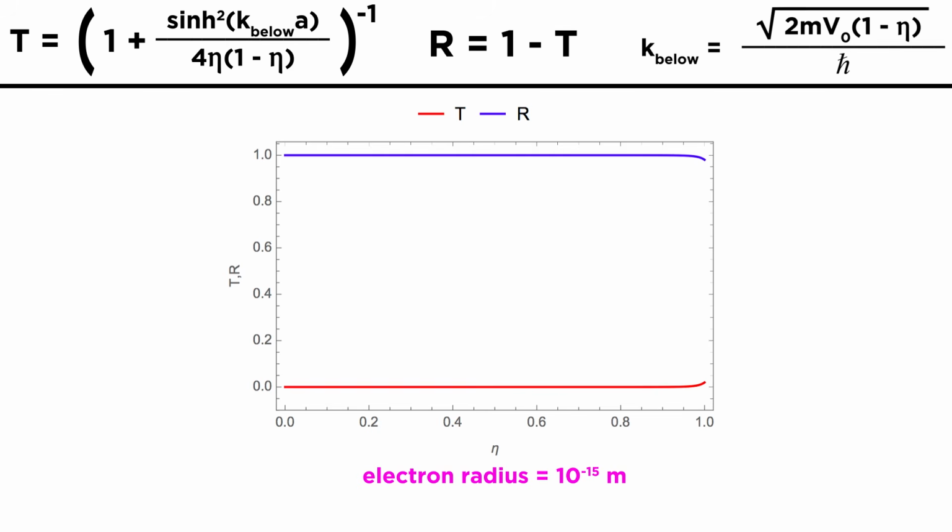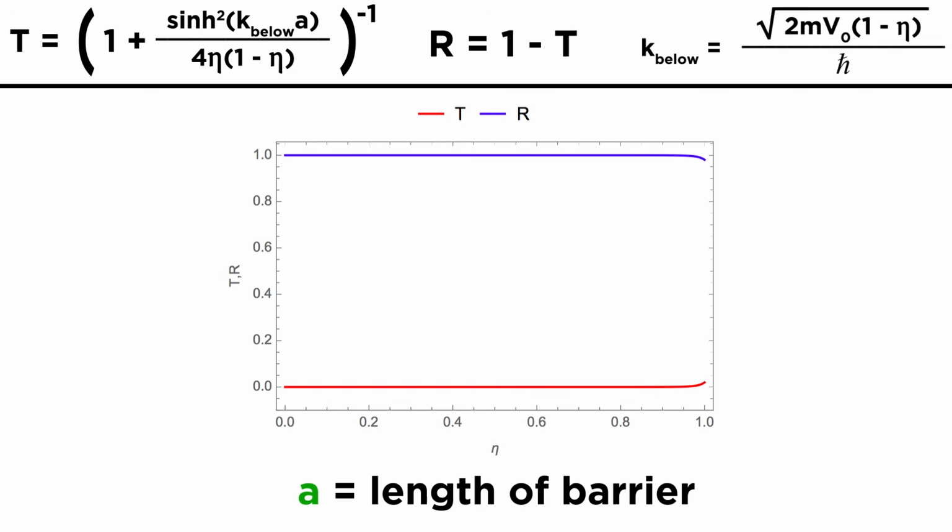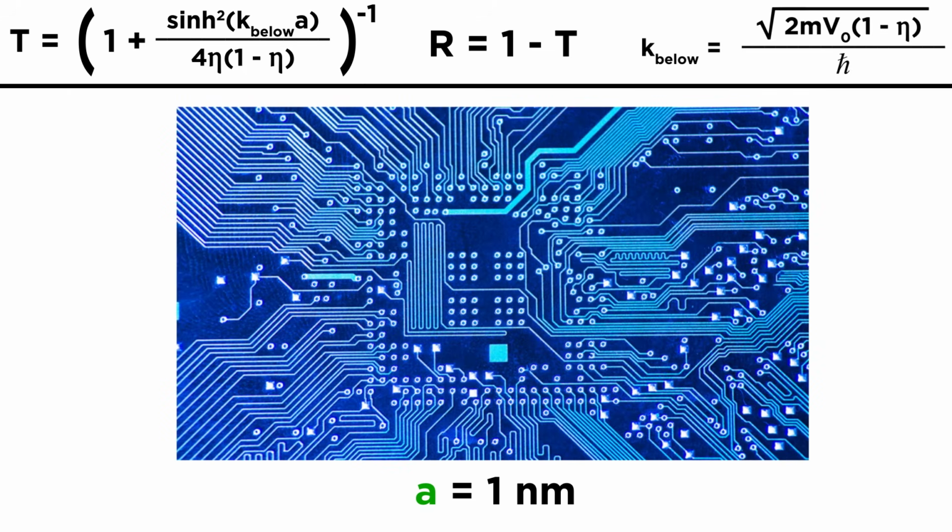For some dimensional reference, we regard the electron radius as being about 10 to the negative 15 meters. So let's identify the barrier size that is traversable by an electron. The length of the barrier is given by the parameter a. Let's say we are looking at a barrier with a length of 1 nanometer. This is something that is realistic in the realm of nanotechnology, so we are essentially examining whether quantum tunneling is a phenomenon that will be relevant for those who work on this type of circuitry.